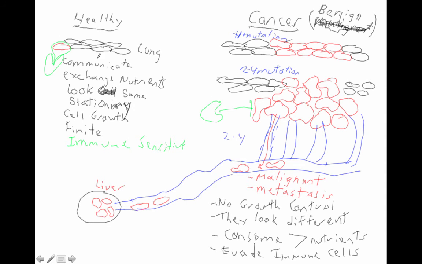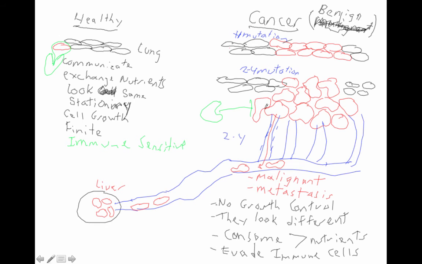So over here, just to review, healthy cells, we're talking about the lung here. They communicate with each other. They exchange nutrients with each other. They grow within a confined space. They don't move from tissue to tissue. They have cell growth regulation. They have a finite life. I forgot to mention that over here.